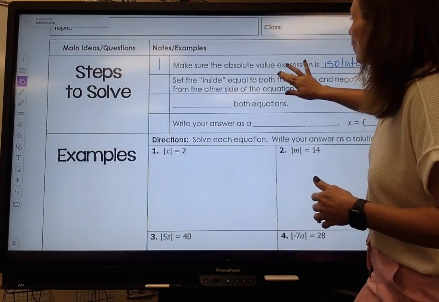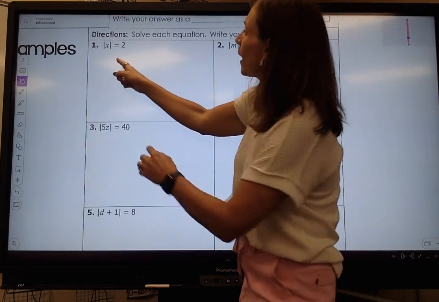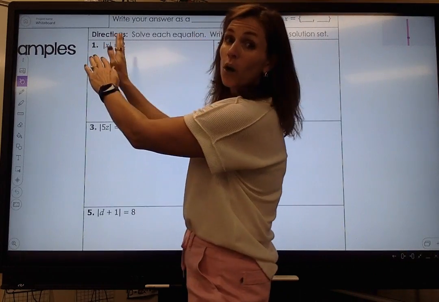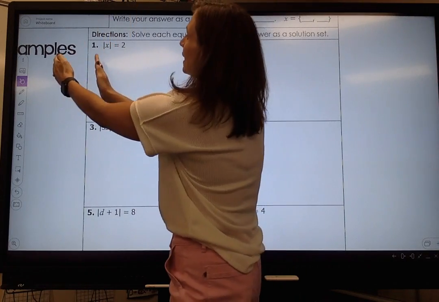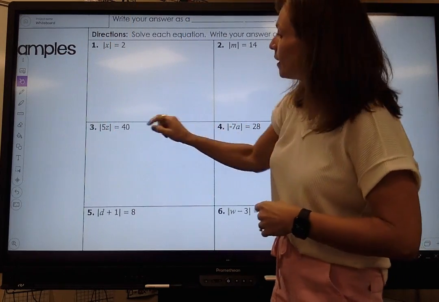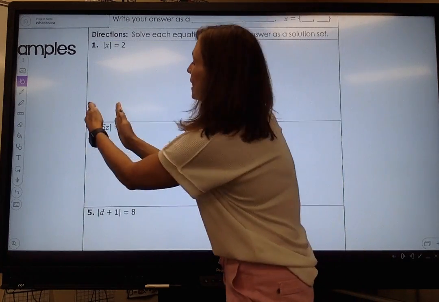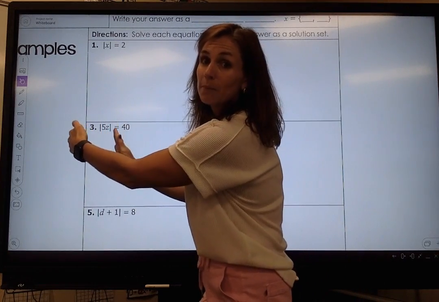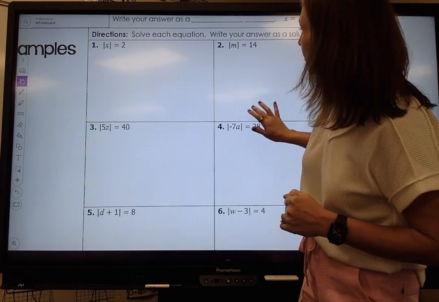If you look in your notes, my absolute value expression is located on one side of the equation. So it's by itself because you have that set equal to 2. Look at number 3. Is this guy isolated? Yes. Everything that's in these absolute value brackets is by itself on one side of the equation. So number 3 is isolated.